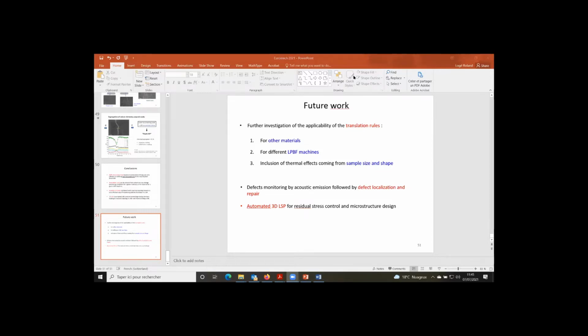Roland, do you have the possibility to heat your powder bed and see if this can help the process of crack healing? Yes, we can do that. We have a limited heating capability in the in-house machine, but we can go up to, I would say, 100 or 200 degrees. It should be sufficient, no?